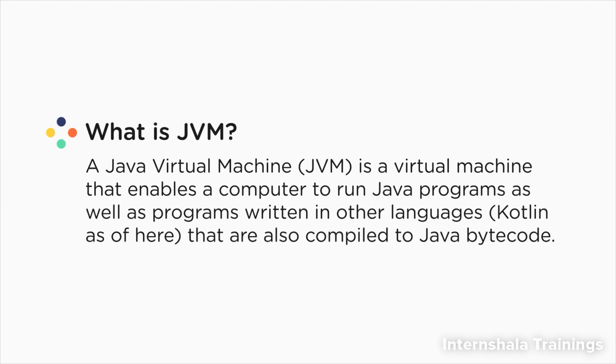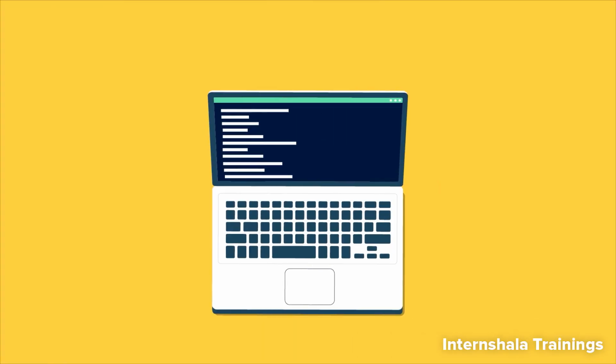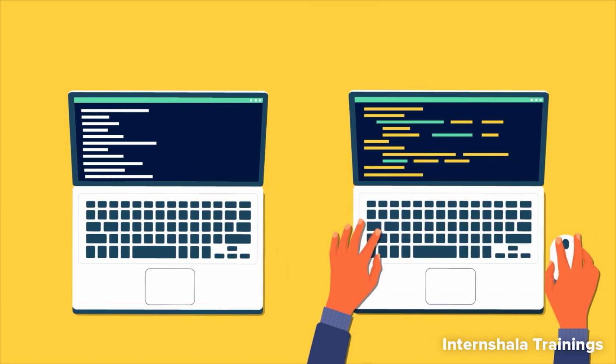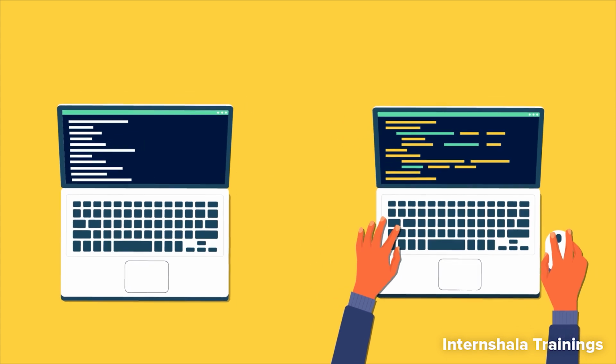A Java Virtual Machine, JVM, is a virtual machine that enables a computer to run Java programs as well as programs written in other languages, Kotlin as of here, that are also compiled to Java bytecode. So, we know that computers understand a language differently than humans, right? Therefore, all the code written in any language needs to be converted to computer-friendly code. And this is done by a compiler.